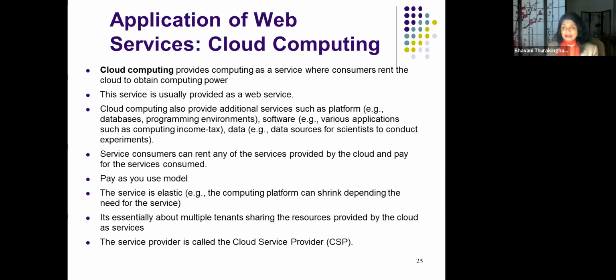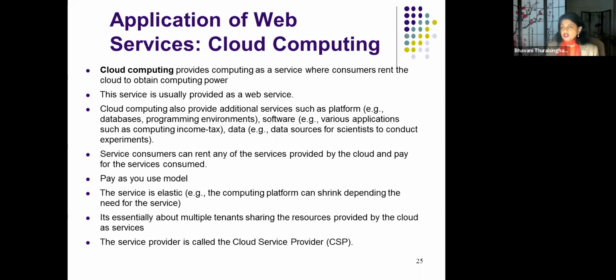So they developed a cloud, and at the heart of the cloud is web services. They're providing this computing power to us as a collection of services, computing services. So this service is usually provided as a web service. Cloud computing also provides additional services, so platforms.